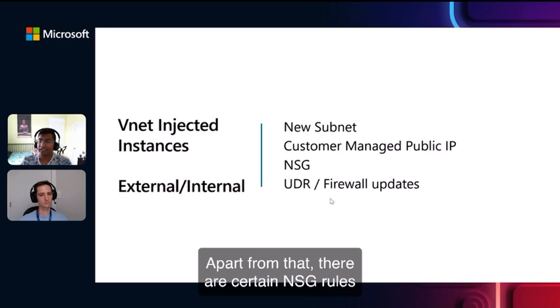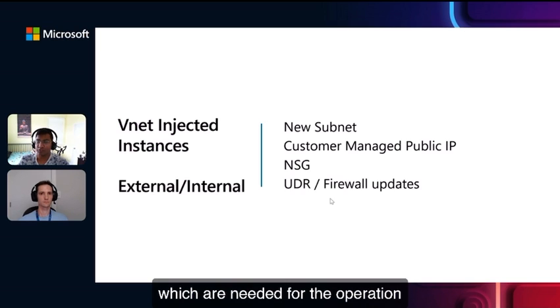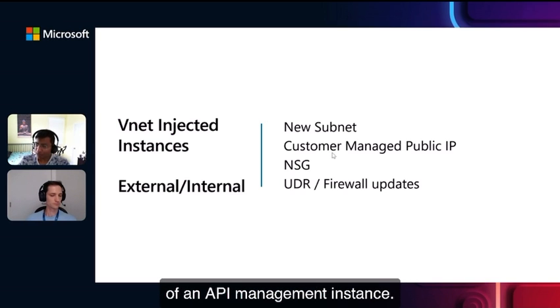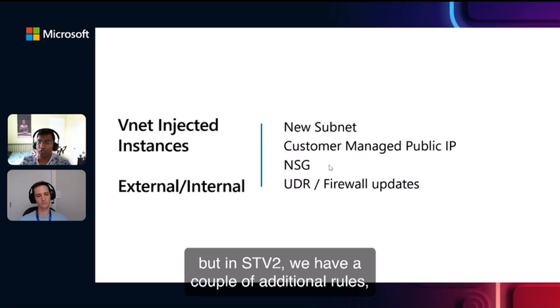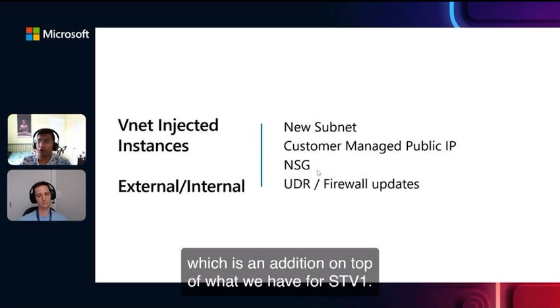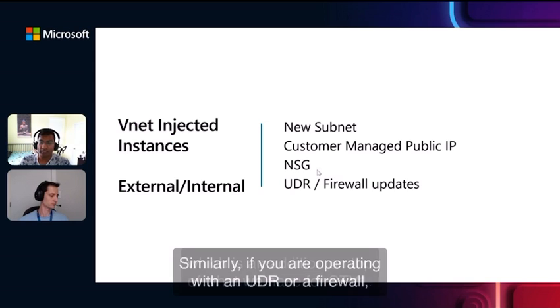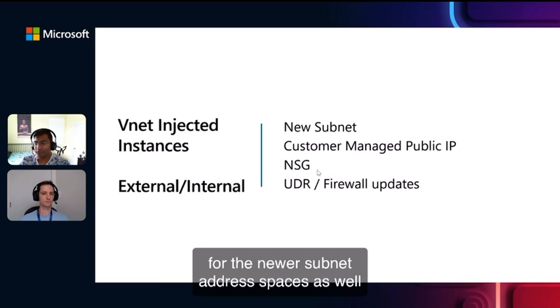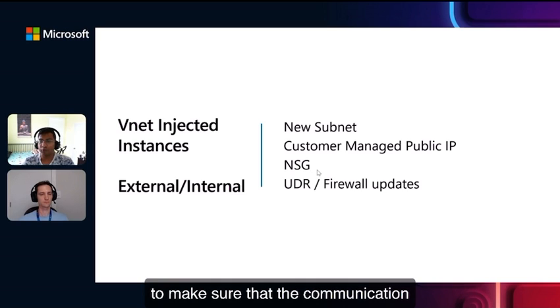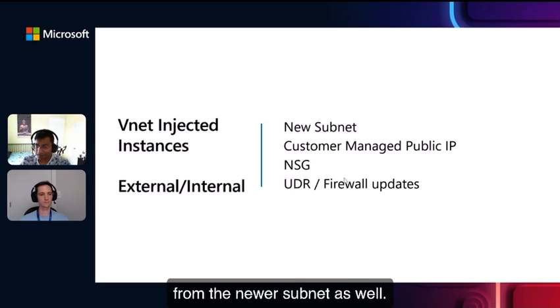Apart from that, there are certain NSG rules which are needed for the operation of an API Management instance. It's the same set of rules that are applicable for an STV1 instance, but in STV2 we have a couple of additional rules on top of what we have for STV1. Similarly, if you are operating with a UDR or a firewall, we need to make sure these are updated for the newer subnet address spaces to make sure that communication to all the dependencies is possible from the newer subnet as well.